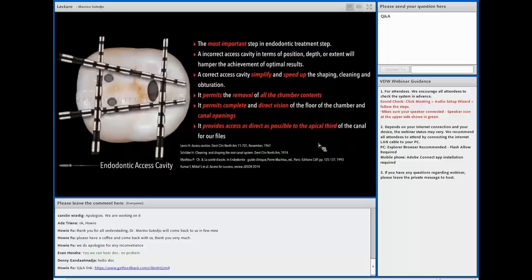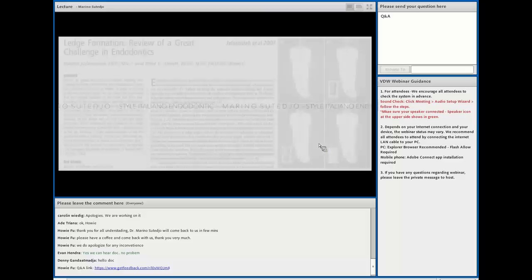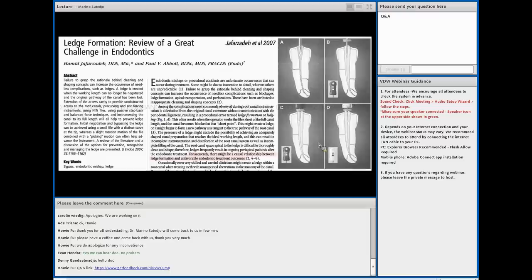So if we are talking about access cavity, in order to fulfill this less is more concept, we have to understand that the access cavity is very important because with a good access cavity, we can permit the removal of all the chamber's content. We can permit complete and direct vision of the floor of the chamber. We can provide access as direct as possible to the apical third of the canal. And access is always crucial. I always say that in my opinion, access cavity is the most important. I don't care how good we can shape a very curved root canal, but if you cannot find the canal through a good access cavity, it means it's impossible.